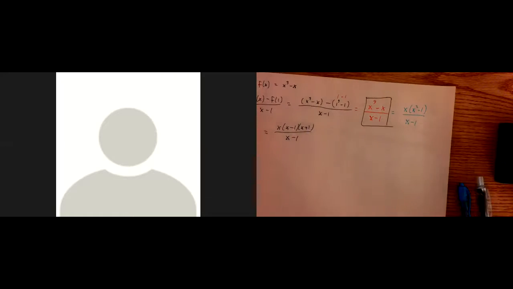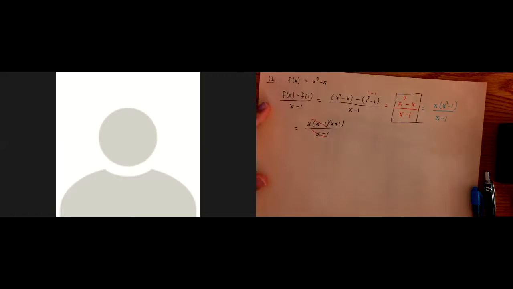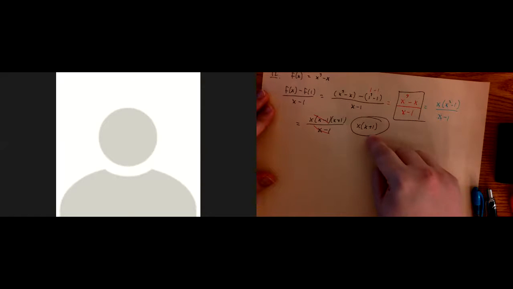If you do factor it that far, you can see that the x minus 1 on top and the x minus 1 on the bottom are going to cancel, leaving x times x plus 1. If you stopped here, I'm not going to complain. You did everything right. But if you got here, I'd say you're ready. You're golden for calculus. Yeah, 12 was pretty easy.